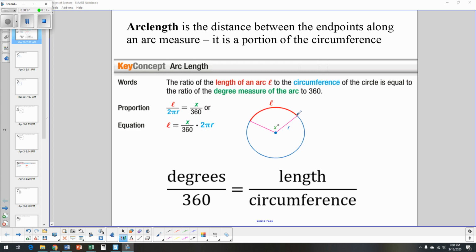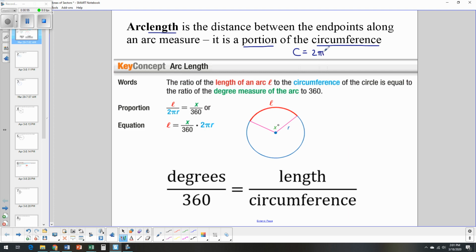But now we're going to actually talk about length. We normally measure things in feet or inches or whatever that is. So when we're talking about an arc length, we're talking about how long it actually is. It's the distance between the endpoints along an arc measure, which means it is a portion of the circumference. So we do need to know that circumference, which we already talked about before, is 2 pi r.